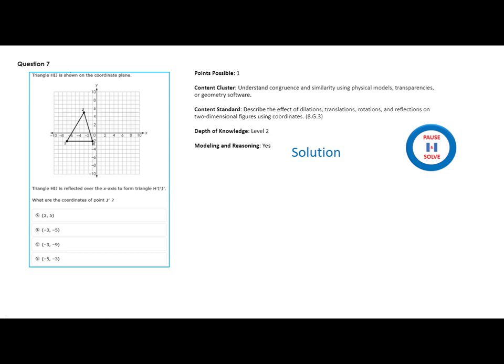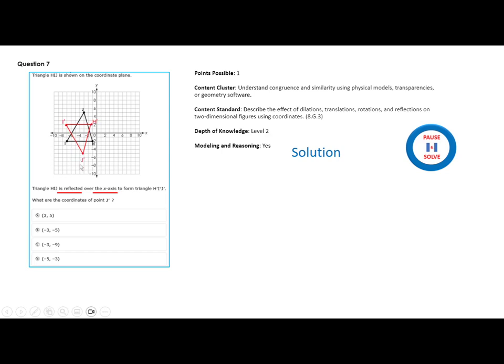Here's a question. Triangle HIJ is reflected over the x-axis to form triangle H prime, I prime, J prime. What are the coordinates of point J prime? This is an easy question. It is reflected over the x-axis, so it is flipped over the x-axis. This point here is going to end up here, this point here is going to end up here, and this one, 5 here, is going to end up here.